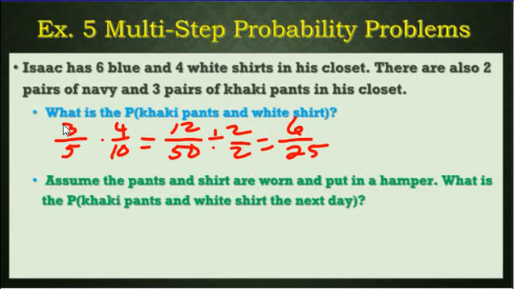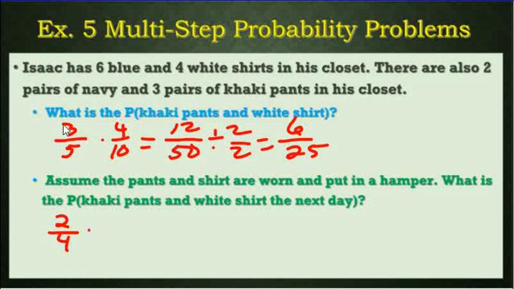Assume the pants and shirt are worn and put in a hamper. What is the probability of getting khaki pants and a white shirt the next day? So you have 1 less shirt. So now you only have 4 pairs of pants now. One of them was a khaki that you wore. So now you only have 2 khaki pants out of the 4.